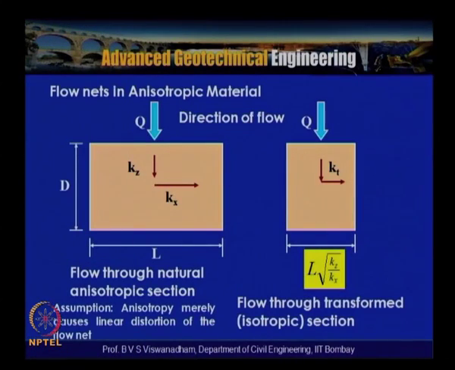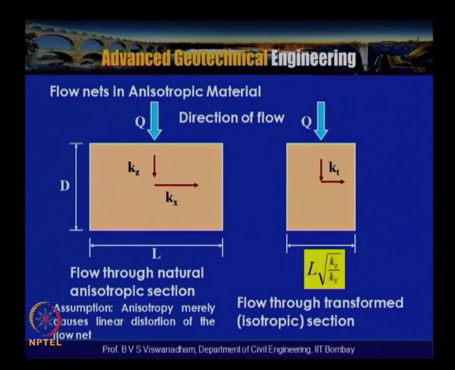Now by using this concept, let us try to construct the flow net, converting this natural anisotropic section into a transformed section by using the logic we discussed.